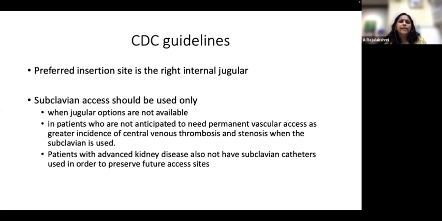Okay, so again, reiterating what the CDC says, the preferred insertion site is the right internal jugular if it is short term, because you may have to preserve the subclavian access for those patients who are not anticipated to need a permanent vascular access, because thrombosis and stenosis may result in the subclavian vein getting blocked later, and you may lose that access for the patient for long-term dialysis.